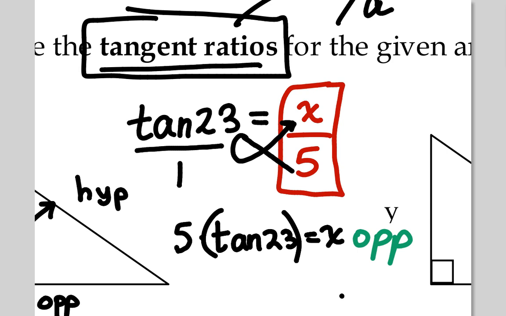So you should get 2.12. If you have some problems with that, then you're in the wrong mode, or you've typed it in improperly. Or it's because your calculator sucks. 23 tan, then times 5.